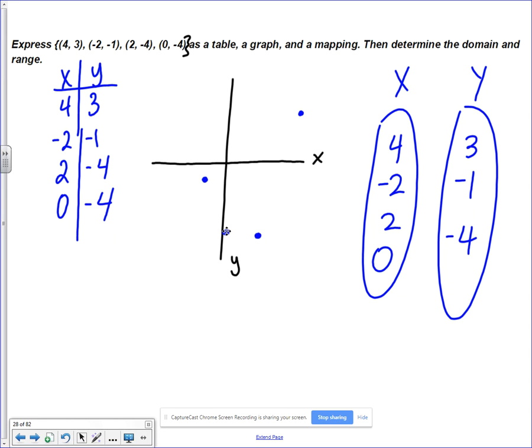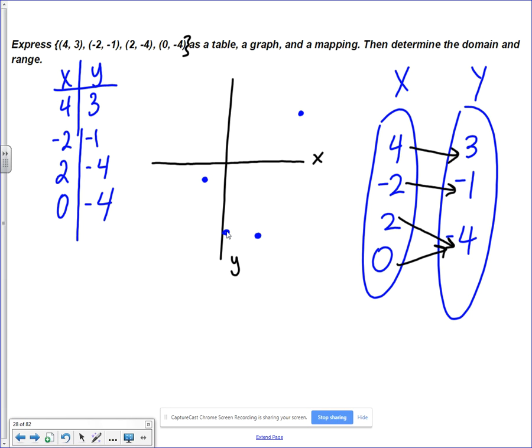Now, a mapping tells me I need to draw arrows that connect the correct numbers. So here, this says 4, 3. So 4, 3. -2, -1. 2, -4, and 0, -4. Does everybody understand what a mapping is? Still pretty self-explanatory, right? Okay.